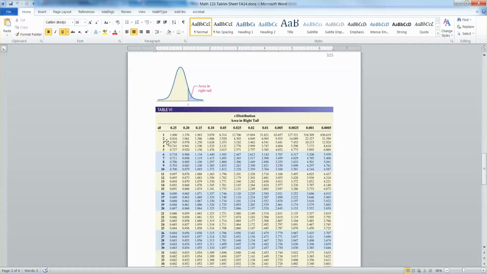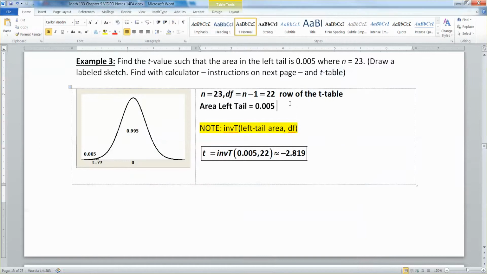Now the table is always the area in the right tail because they wanted to make all the numbers positive. But we have to know, oh, okay, this would be in the left side because it's to the left of the center, which is mean, which is 0. And since it's to the left of center, then it must be a negative value, not a positive value. So the column of your table that you would go to is 0.005. The row is 22, and then you get the same number, 2.819. Or you can just use inverse T.